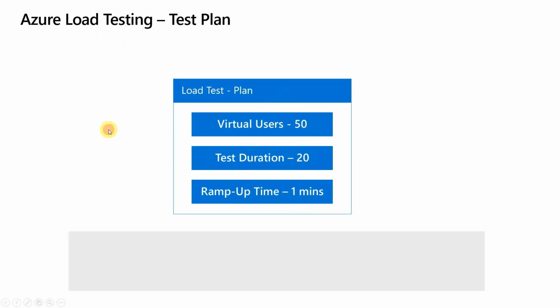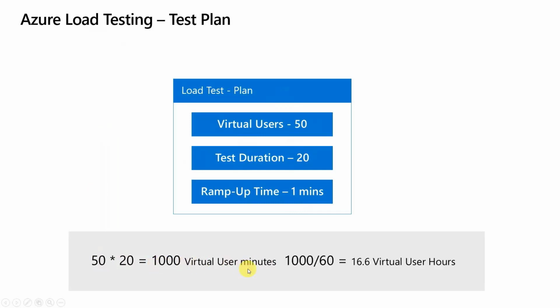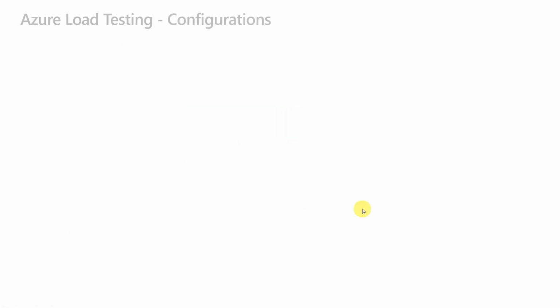Okay, all right. So 50 into 20, which is 1000 virtual user minutes, which is equal to 16 virtual user hours. Earlier we learned, right? 50 users for 10 minutes becomes 8 virtual user hours. Now it is 16 virtual user hours. Along with these configurations, we also need to configure other parameters.